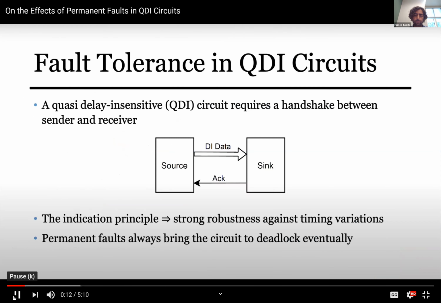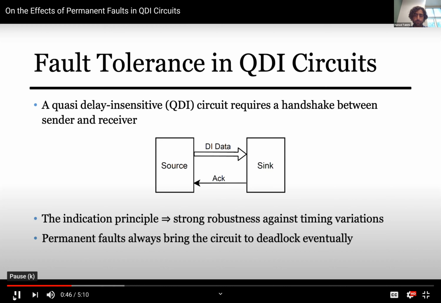In contrast to synchronous systems, the operation of asynchronous circuits is driven by a causal chain of events using some kind of handshake between any two entities. In a quasi-delay-insensitive system, delay-insensitive codes are used for communication to indicate when a new data word is ready to be captured by the receiver, which in turn sends back an acknowledge signal to the sender. The indication principle requires each transition issued by the sender to be acknowledged by the receiver, making this type of communication very robust against timing variations.